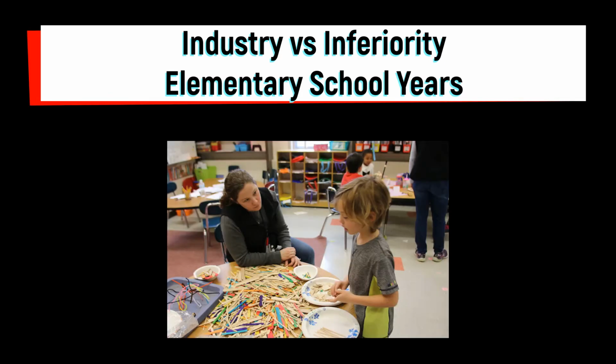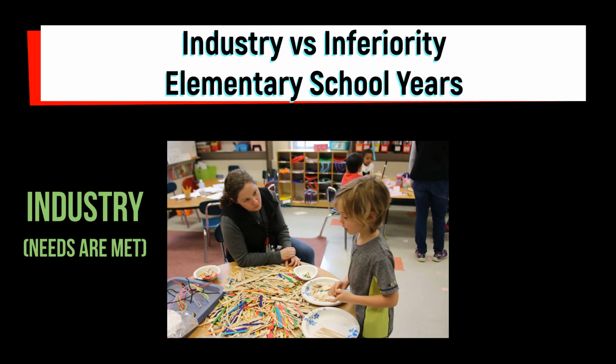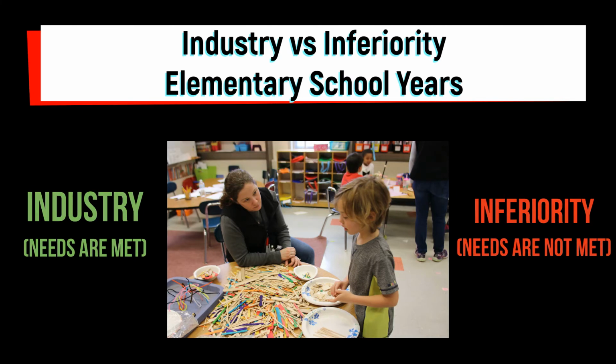During the elementary school years, the stage of development is called industry versus inferiority. It is in the elementary school years that children begin to notice what they're good at. Feeling a sense of being good at a subject like math or reading gives a child a sense of industry. If they can't find something to be successful in, they feel inferior.